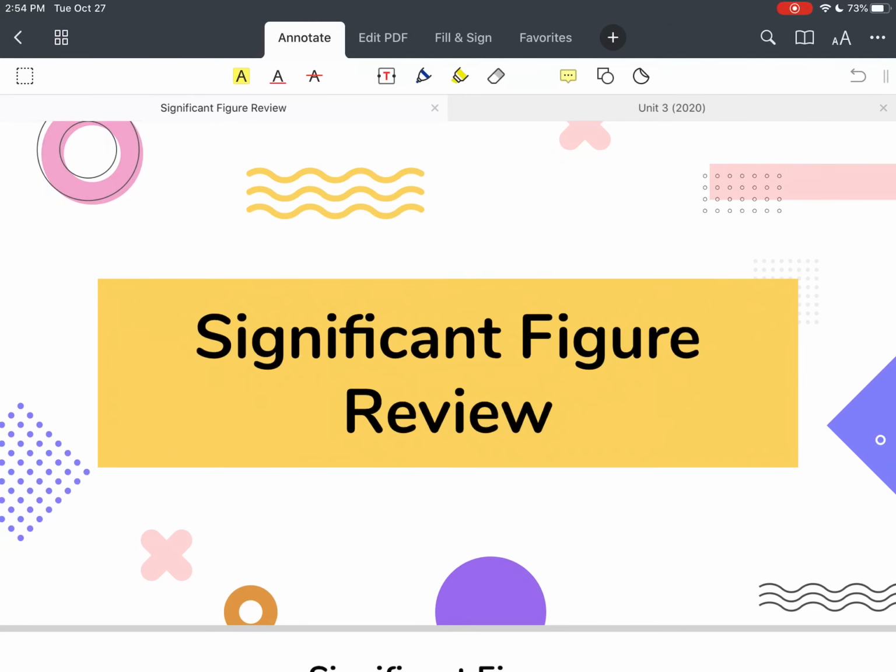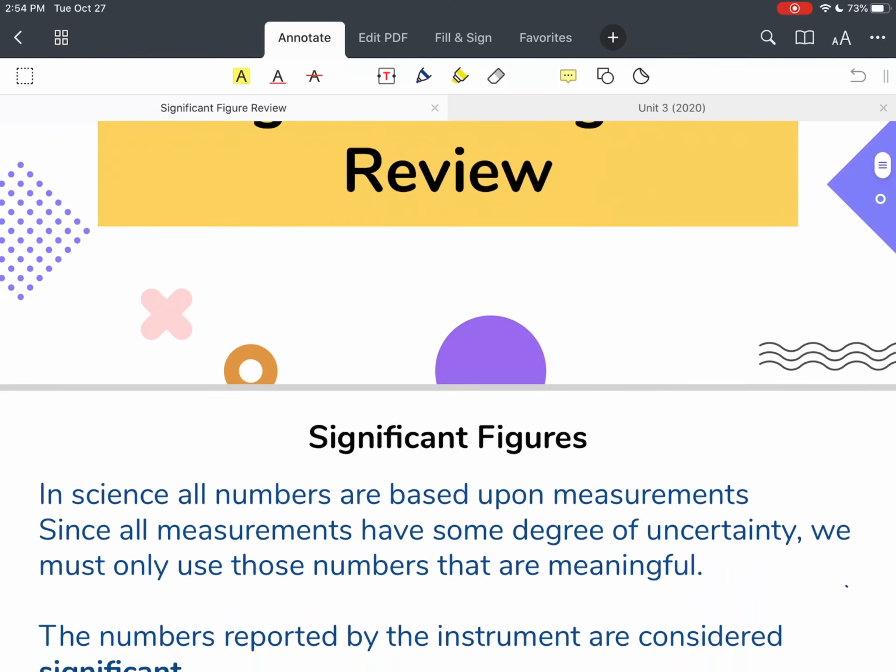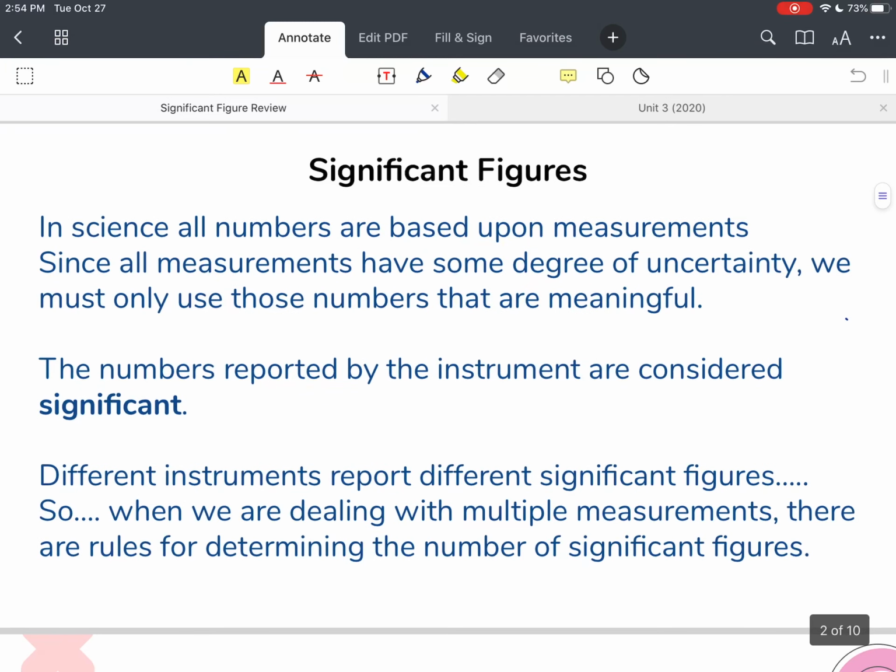Okay, so real quick, I just want to do a video to review significant figures because it's been a while. So significant figures are basically just a way of recording values, and it all goes back to measurements. It all ties into measurements and how precise those measurements are.